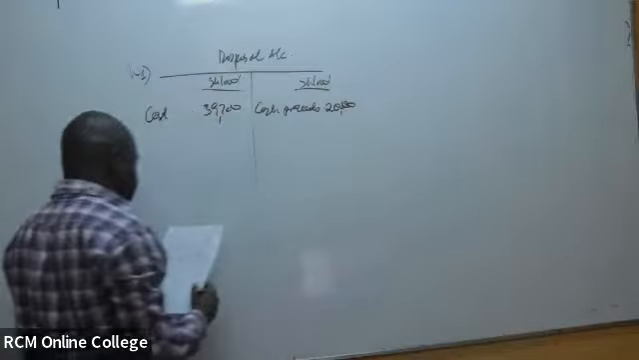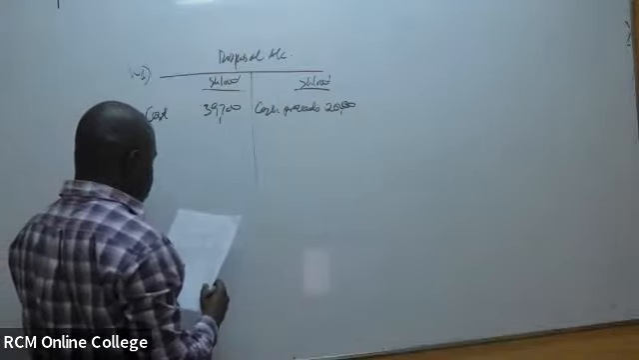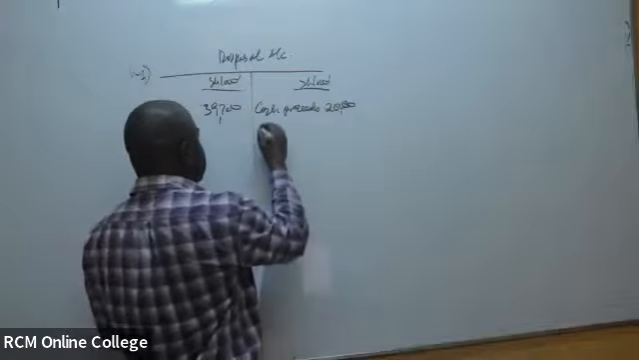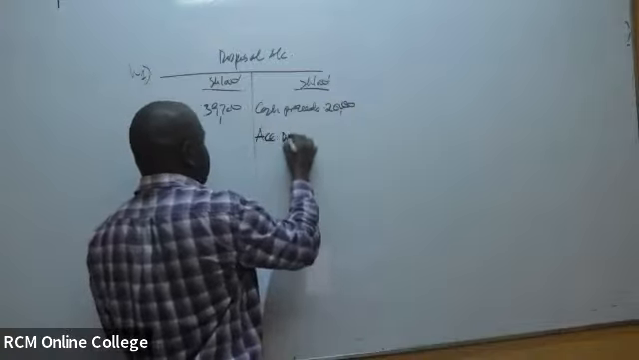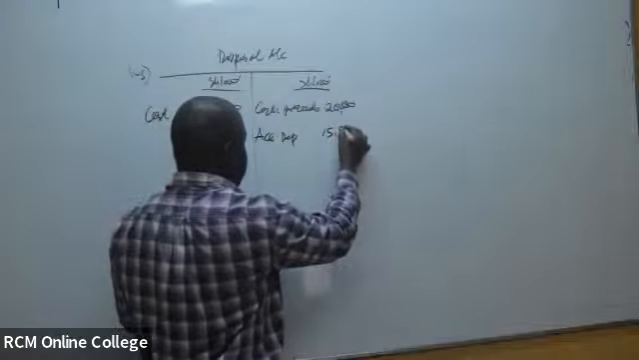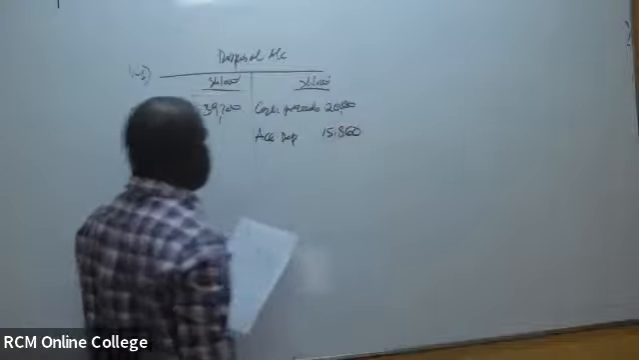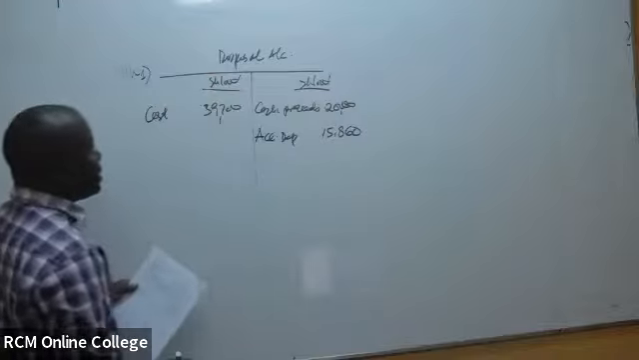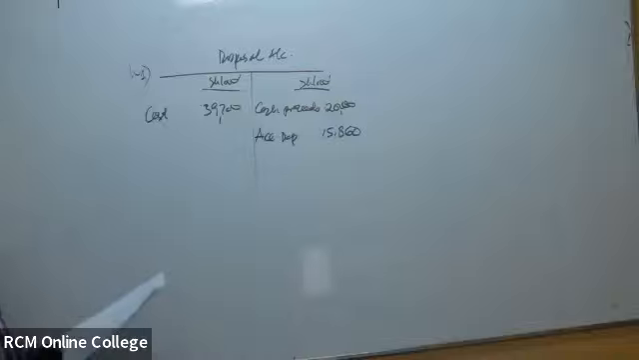Then the accumulated depreciation, so it had an accumulated depreciation of 15,860,000. So in this case, on this disposal, was it a gain or a loss? Was it a gain or loss?